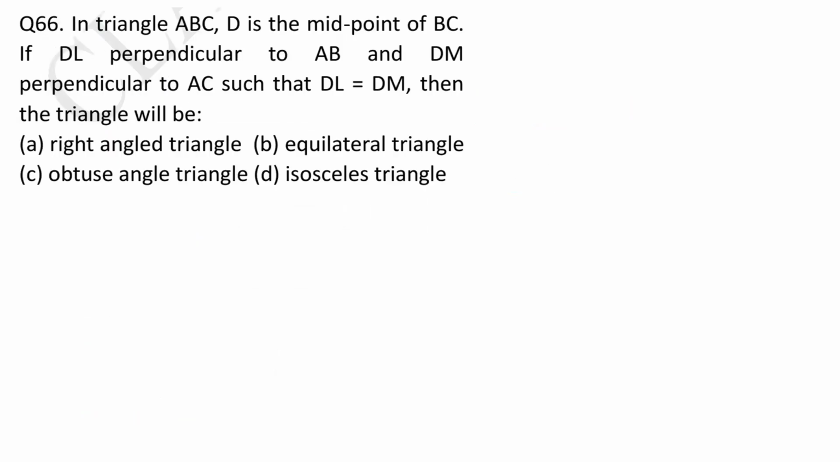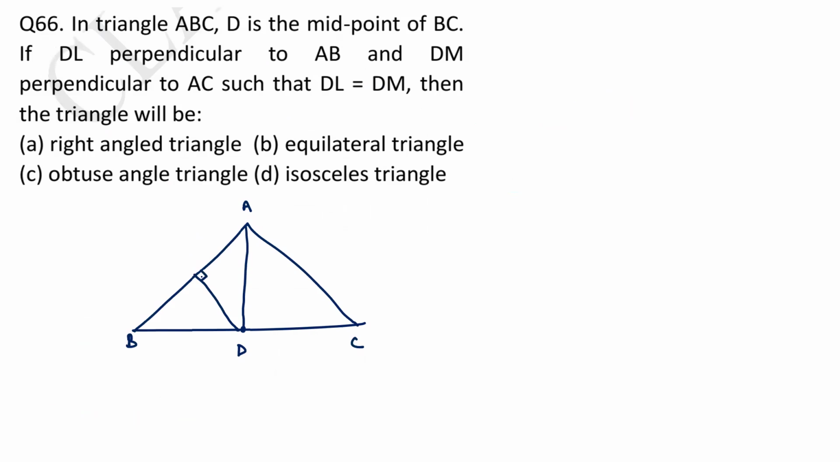In a triangle ABC, D is the midpoint of BC. I'm drawing the triangle. Take it as ABC. D is the midpoint. Okay, I'm joining AD also. It's not given, but I'm joining. DL is a perpendicular on AB. So DL is a perpendicular. And then DM is a perpendicular on AC, in such a way that DL is equal to DM. And this is already the midpoint, means these two are equal.